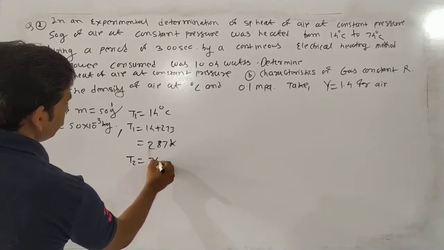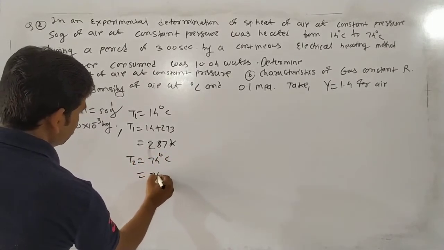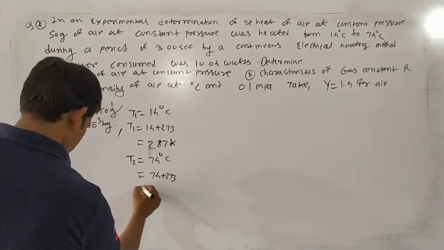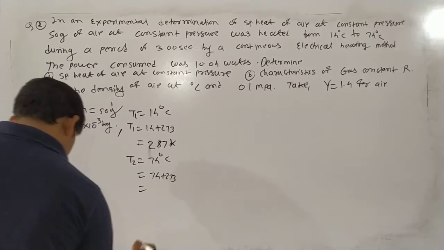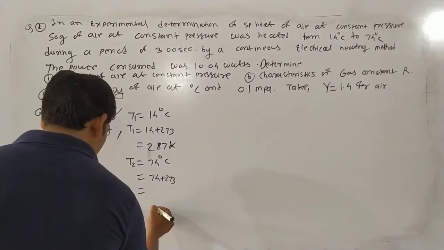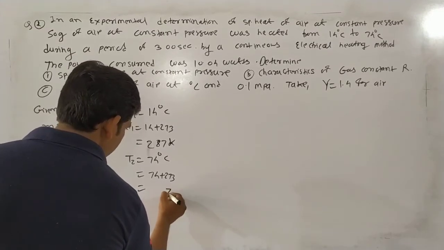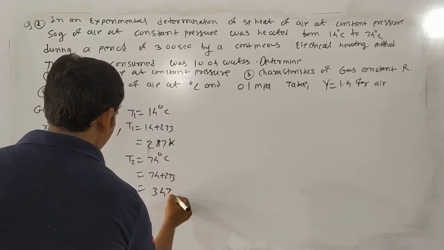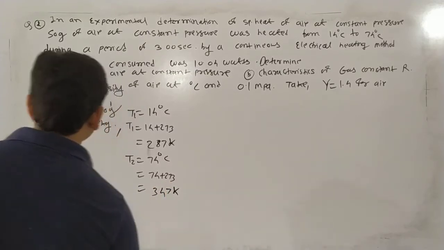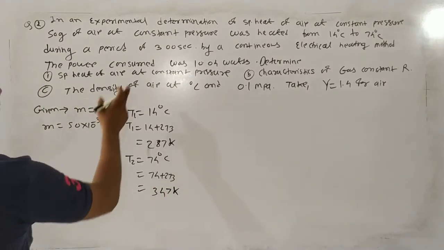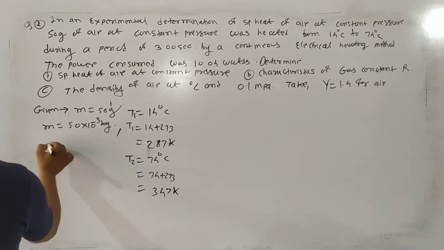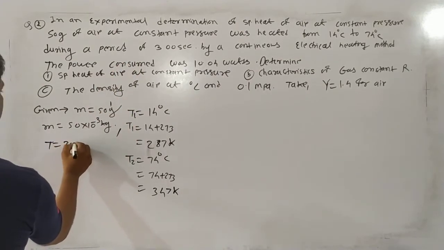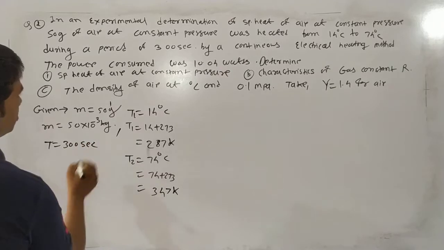Then the value of T2 is also given. It is 74 degree Celsius. Convert into Kelvin. 74 plus 273. How much? It is 347 Kelvin. During a period, how much period? The time is given. It is 300 seconds.